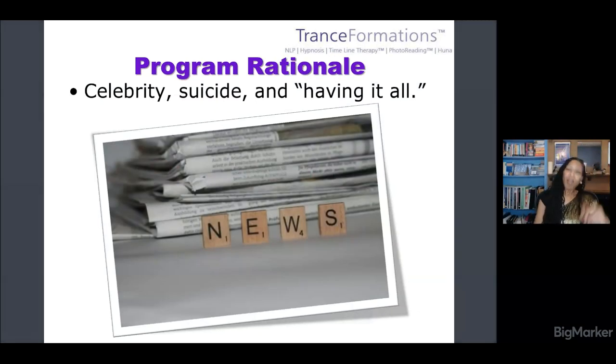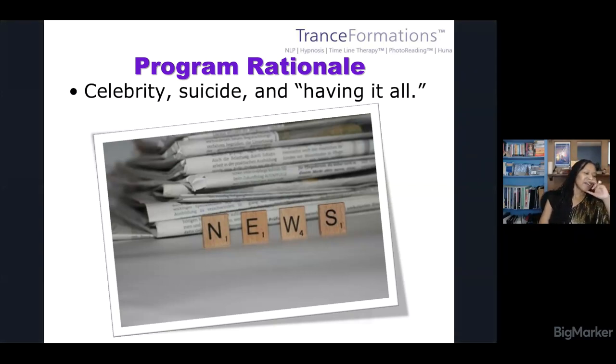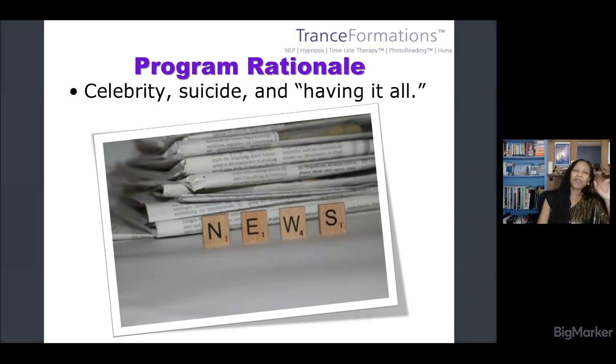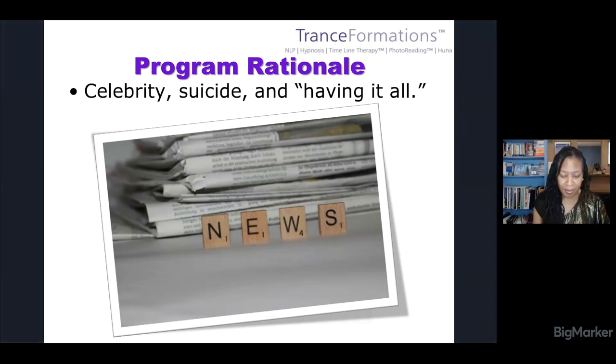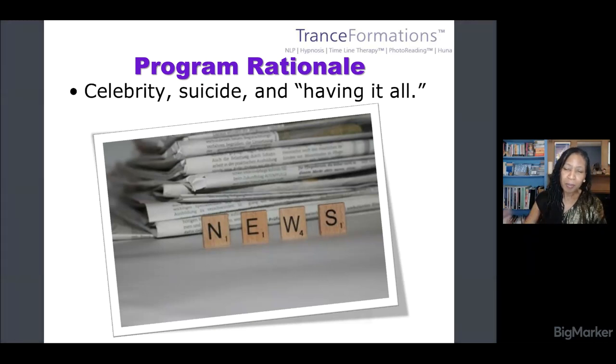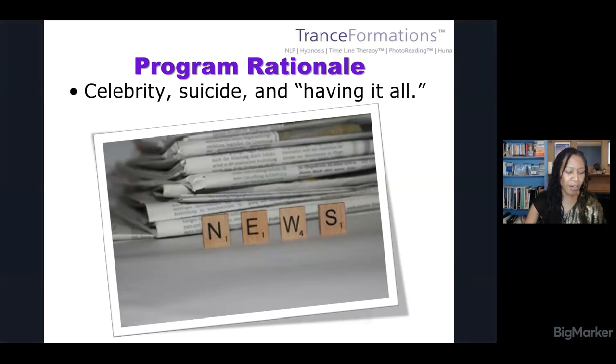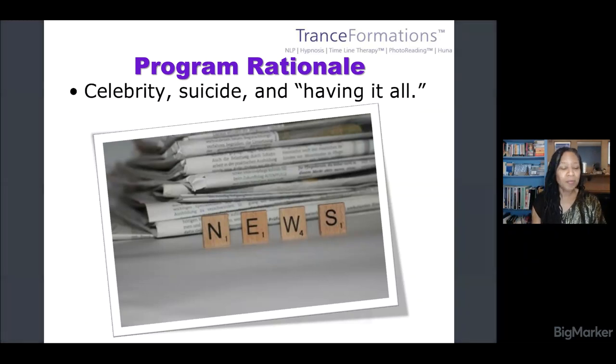So, program rationale. I started creating this a few weeks ago, probably 4 or 5 weeks ago, when I started designing the money oracle cards. I thought, actually, because the cards are going to be a bit more spiritually based, and follow a tarot style, it would be really nice to put this program together.